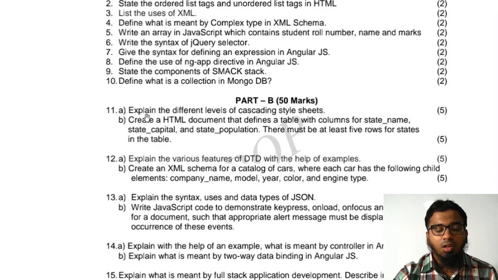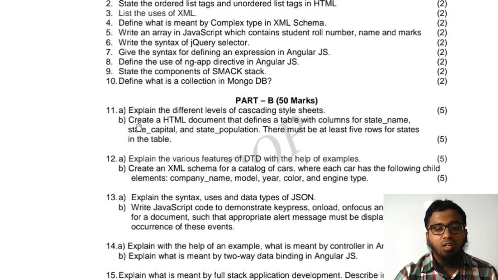Next, in part B, explain the different levels of cascading style sheet. What are the different levels of cascading style sheet? That is, how will you call the cascading style sheet in HTML, how to use it. There are different levels like internal, inline, external. Based on these types of levels you can use it. So you need to write in detail about the cascading style sheet.